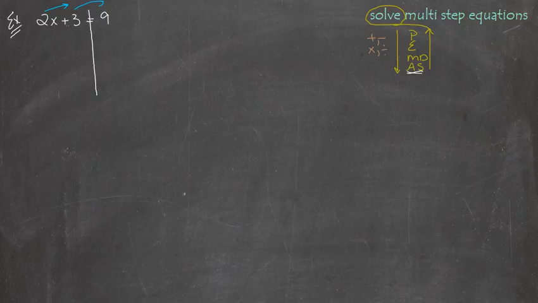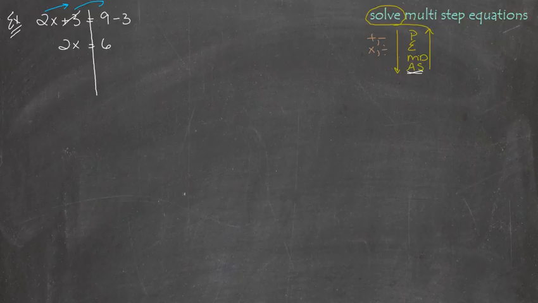We're going to move by transposition. I'm going to subtract 3 from both sides, and that means this disappears. So let's clean it up. The 2x is all that's left on the left-hand side, and on the right-hand side, I can do a little bit of arithmetic. 9 take away 3 is 6. Done. So I've done the addition and subtraction.